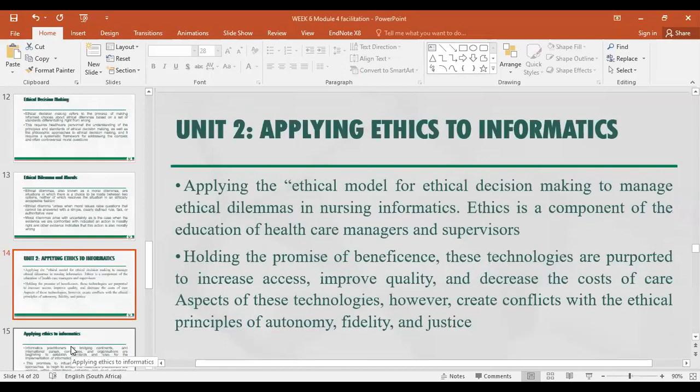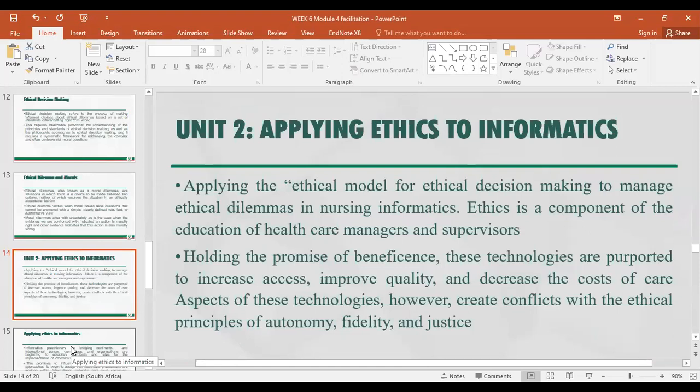All right, then we move to Unit 2. And Unit 2, like I introduced earlier, is titled Applying Ethics to Informatics. So we've seen so far that we have ethics, the fundamental principles of ethics, and the principles of informatics ethics. So we are going to see how it is applied to nursing informatics. So I'm just going to quickly share my slide on Unit 2, which is applying ethics to informatics.